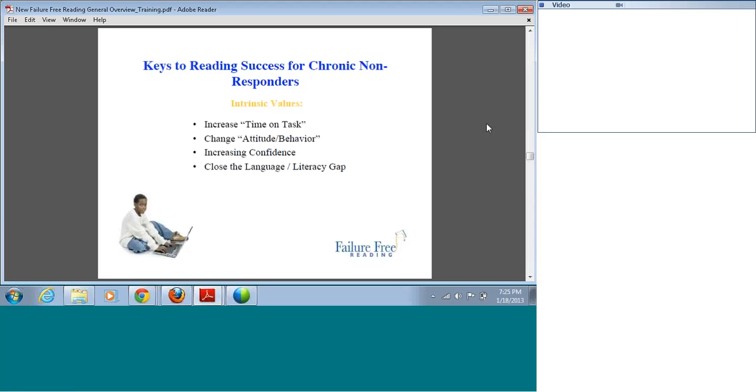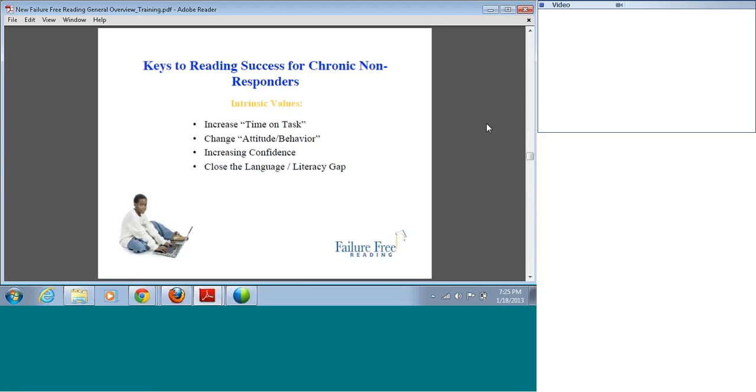Next is going to be an increase in confidence, and I think that the third bullet point and the second bullet point kind of run hand in hand. As confidence improves, attitude and behavior will improve. Time on task will improve. So all 3 of those are very much interrelated.